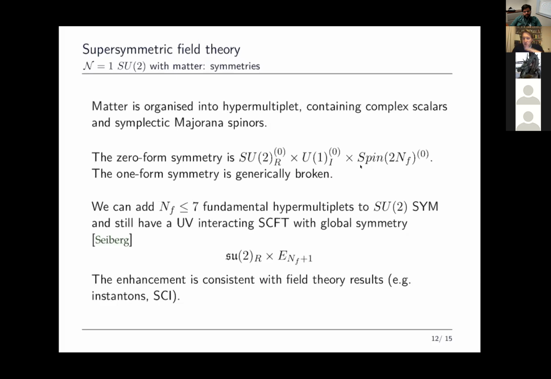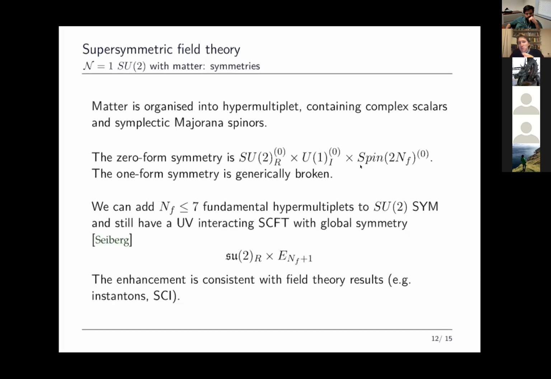This enhancement has been checked in various ways with various field theoretic methods, and it's a solid prediction also from the infrared, not just from string theory, not just from geometry. But the important point for us is that the center symmetry in the infrared is explicitly broken by the presence of matter transforming in the fundamental representation of the gauge group. So we cannot have our favorite mixed 't Hooft anomaly between the center symmetry and the instanton symmetry.